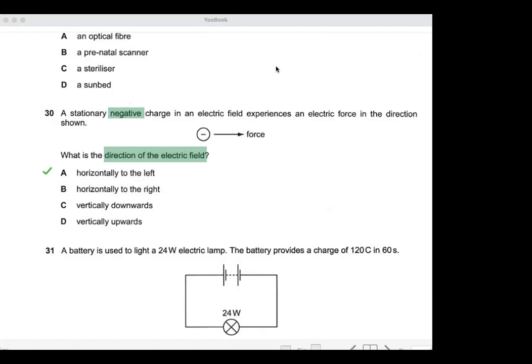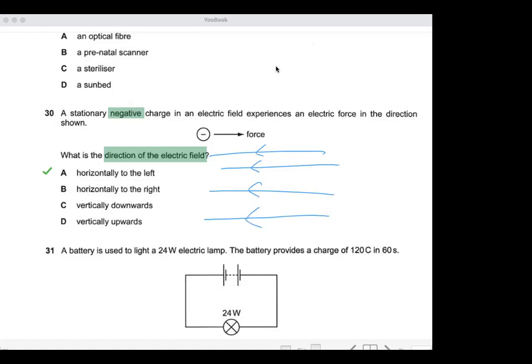Okay, let me show you the field. The field is horizontally to the left. What does it mean? So the field will be like this, correct? So this is the electric field.